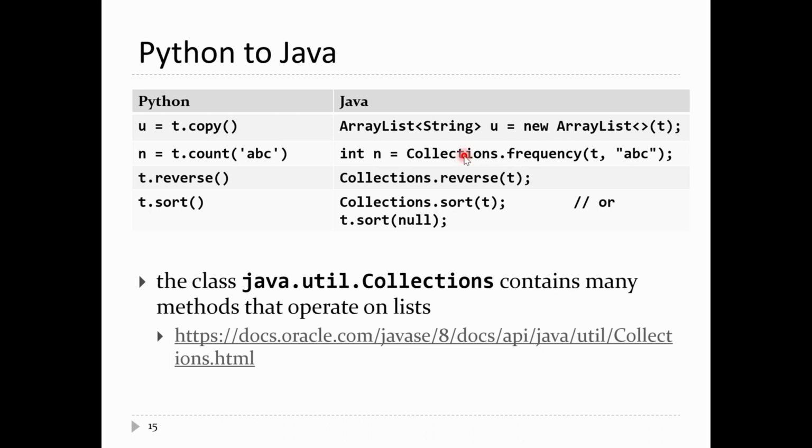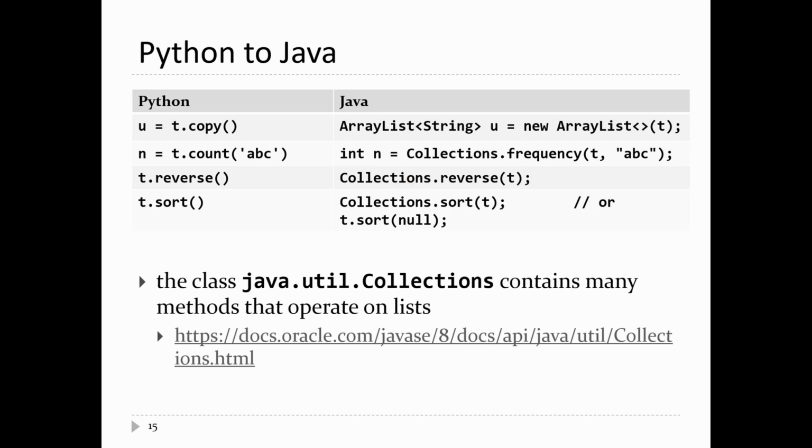So that class is called Collections, big C, little s at the end. The class java.util.Collections contains a bunch of static methods that operate on lists. Frequency is one of those methods. It counts the number of times that string appears in that list. To reverse a list, you can call reverse in Python. In Java, again, there is no reverse method built into the list class itself.